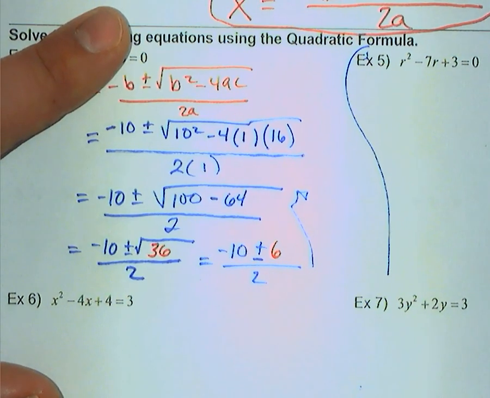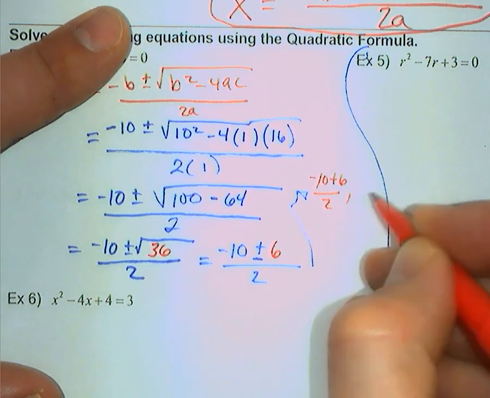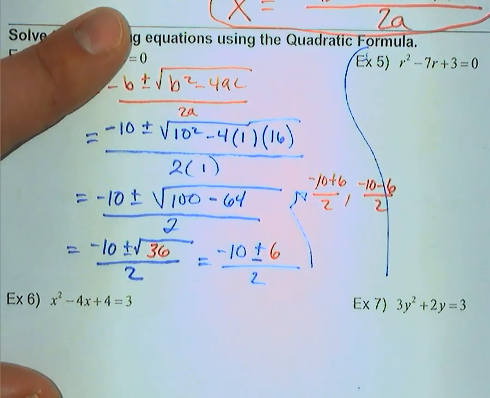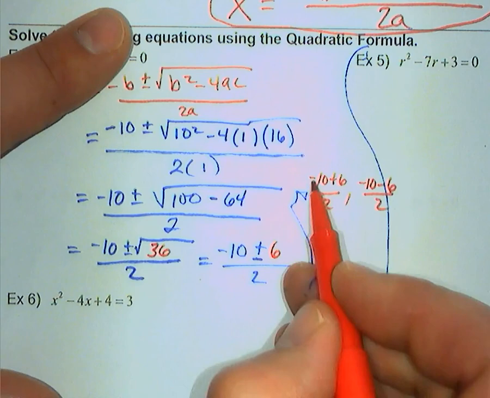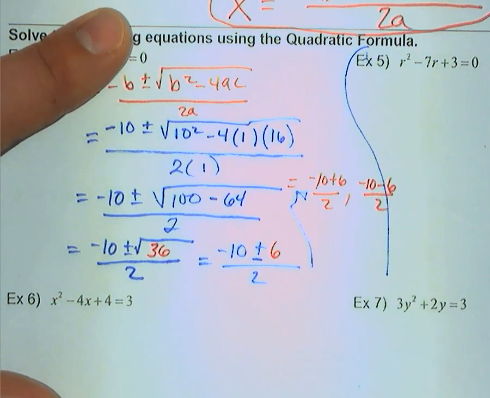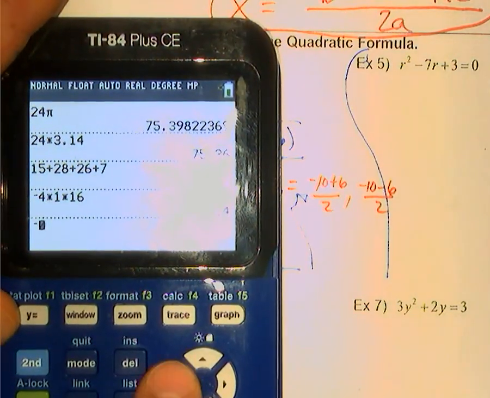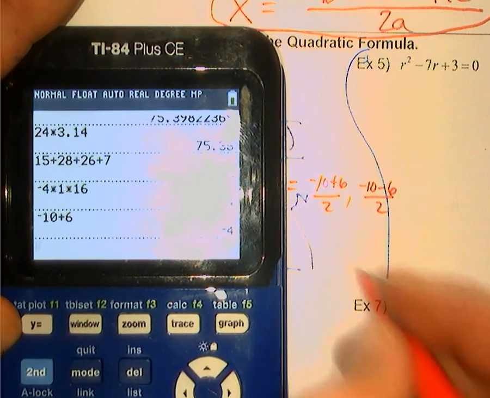So I'm going to split this up. What's negative 10 plus 6 over 2? And what is negative 10 minus 6 over 2? We have to split up that plus or minus and simplify. So go to this one. What's negative 10 plus 6? Use your calculator if you need to. I take negative 10 plus 6, and we should get negative 4.